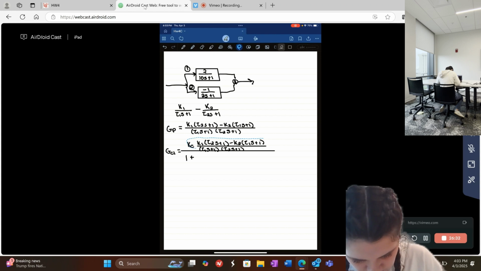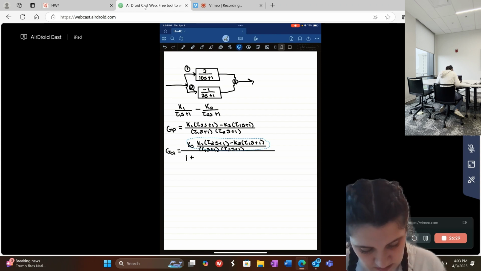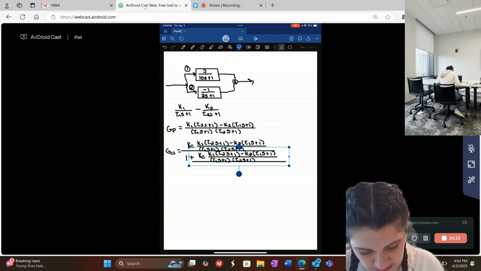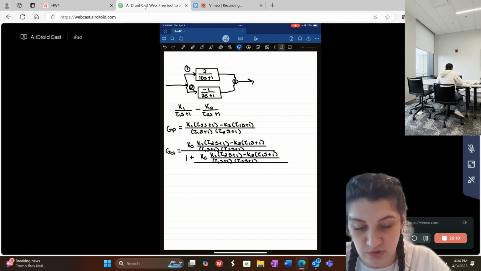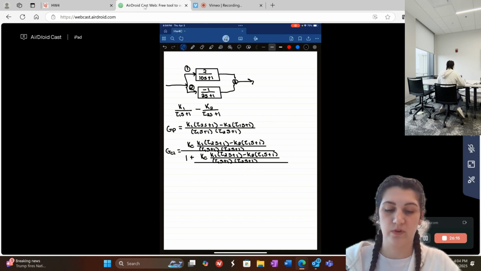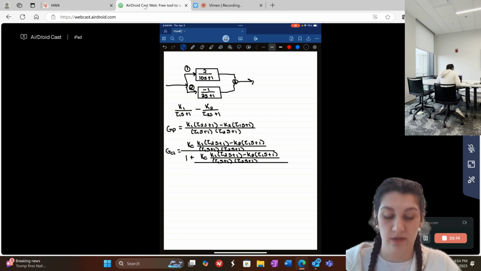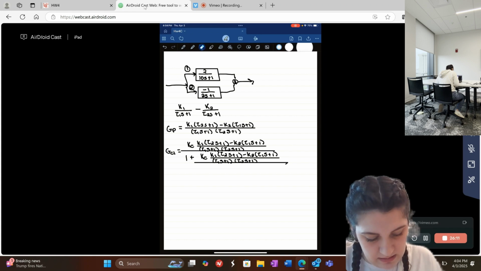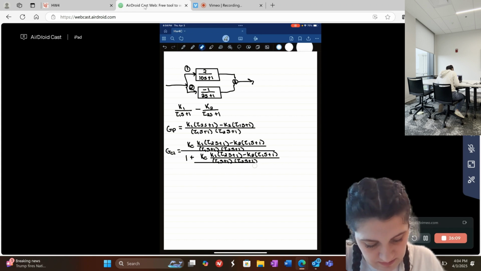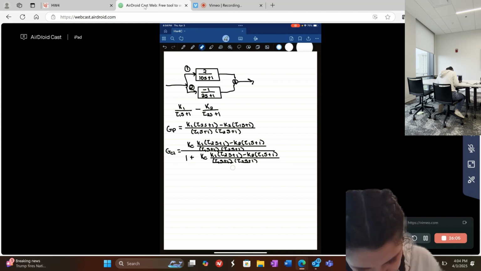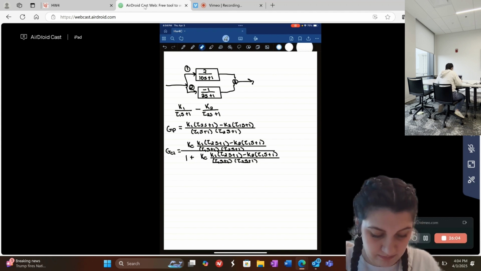Just like before, we take this and put it in the denominator. And then, as stated, there's a measurement transfer function of 1, so if you were to multiply that, you would just get the same thing. So that doesn't need to be included. Ignore this line here that got copied down.